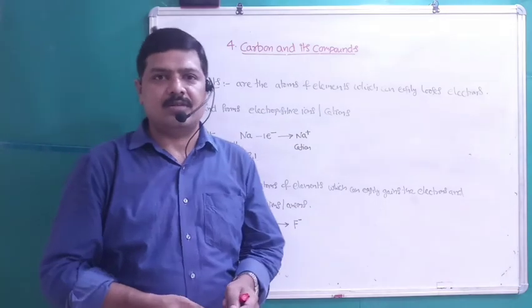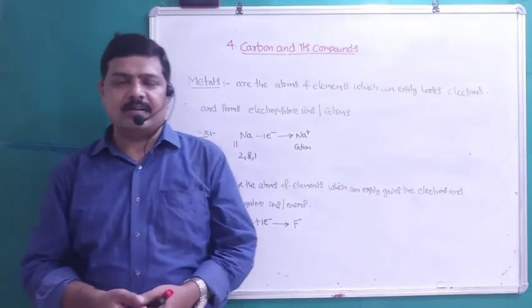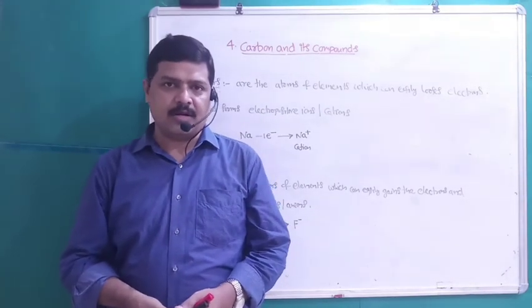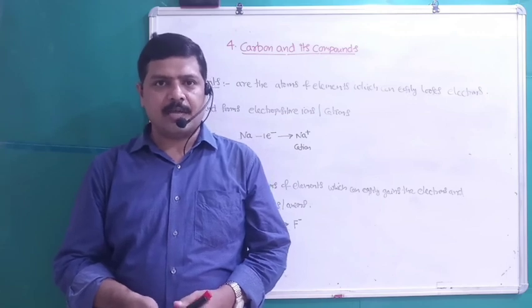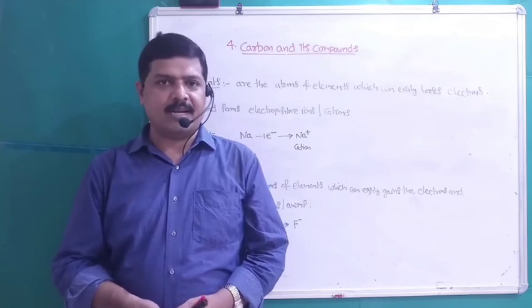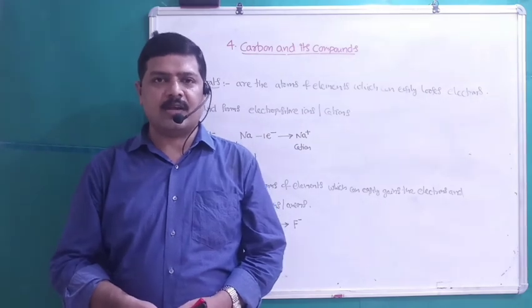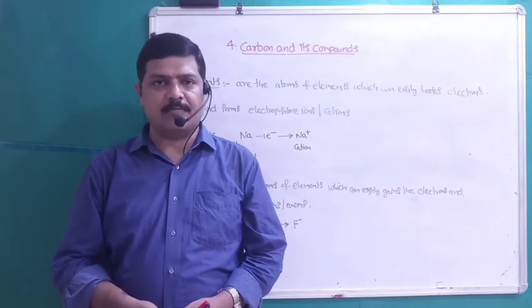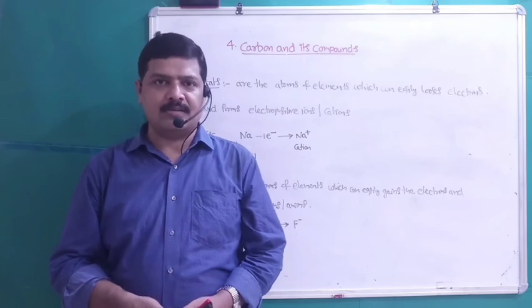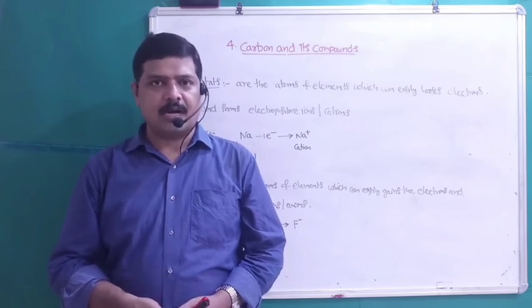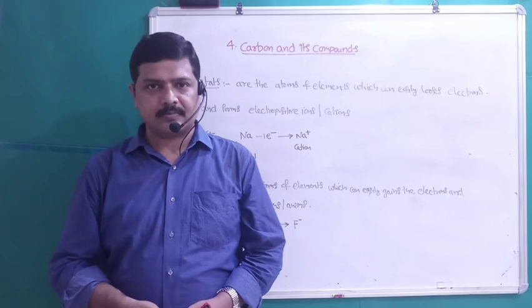Thanks for watching, students. In the next class, we will discuss types of bonding. Different types of bonds are there. Mainly we will learn about covalent bond and electrovalent bond. Electrovalent bond is also known as ionic bond. Later we will proceed with the concepts of carbon and its compounds.